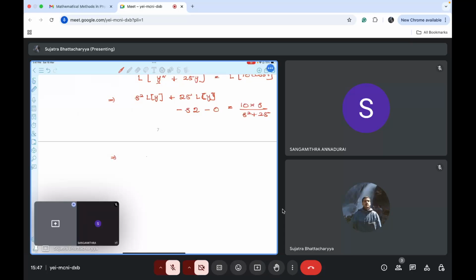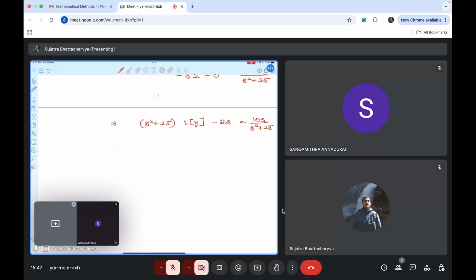Once we have done this, just we can write s square plus 25 L of y, okay, minus 2s is equal to 10s upon s square plus 25. All right. Next step, keep the L of y, Laplace transform of y as it is on the left hand side and take every other term on the right hand side. So you get 2s upon s square plus 25, okay, plus 10s divided by s square plus 25 whole square.